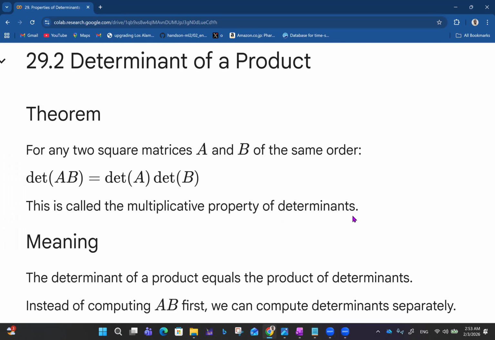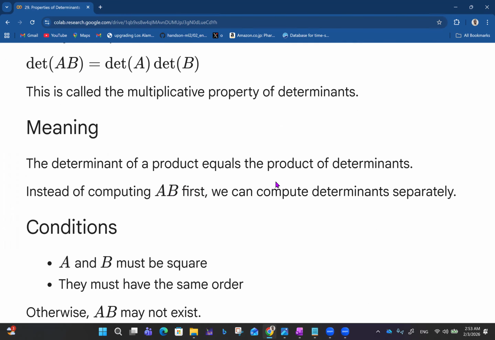That means if you have two different matrices and you multiply them together and you find their determinant, what you get is equal to the product of their individual determinants. The determinant of a product equals the product of determinants. Instead of computing AB first, we can compute the determinants separately. Multiplying them together can waste your time, so you can just find the determinant of A, find the determinant of B, and multiply them together. That's the determinant of AB easily.